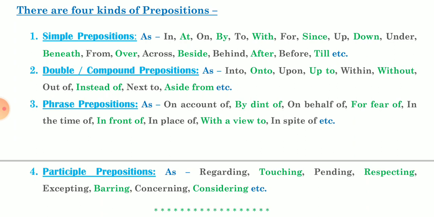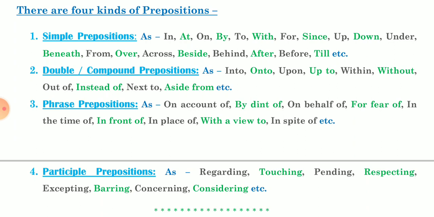Third one is phrase prepositions. Do you know what a phrase is? A phrase is a group of words. So here you can see on account of, by dint of, on behalf of, for fear of, in the time of, in front of, in place of, with a view to, in spite of, etc. There are so many likewise.